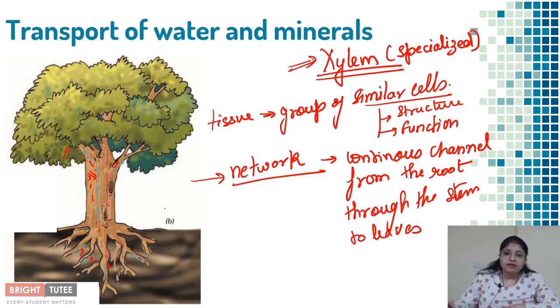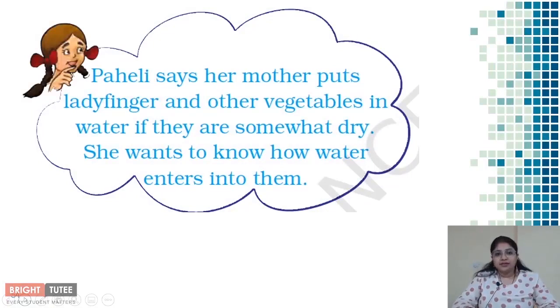Now, once the food has been made in the plant, the next thing which happens is the transport of food, and that takes place with the help of the phloem, right? So before we understand the transport of food through the phloem, let's perform an activity. And before that, let's answer one question which Paheli has. She says her mother puts ladyfinger and other vegetables in water if they are somewhat dry. She wants to know how the water enters into them.